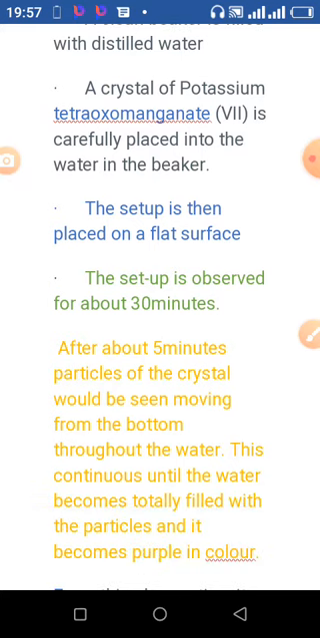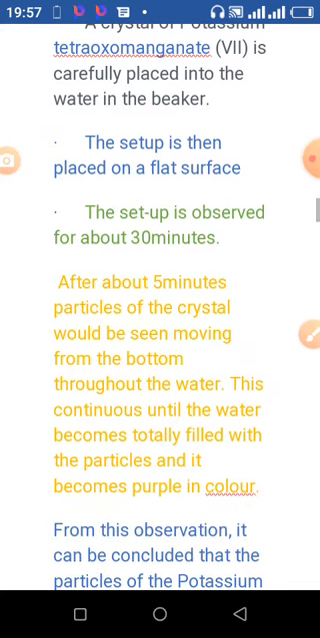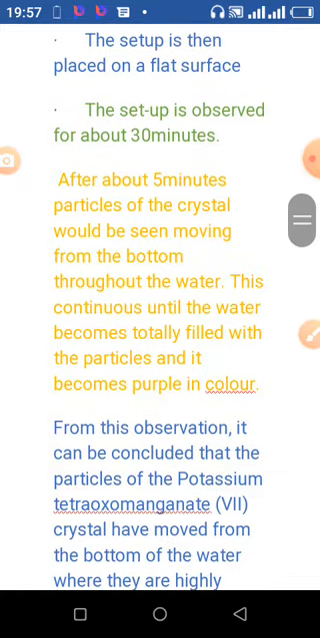The setup is then placed on a flat surface. The setup is observed for about 30 minutes. After about 5 minutes, particles of the crystal would be seen moving from the bottom throughout the water. This continues until the water becomes totally filled with the particles, and it becomes purple in color.